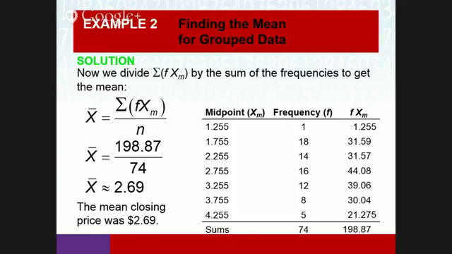What is the fx mean again? This is the frequency times the midpoint. That would be this number. The sigma in front of it means the summation of all those. I've already added those together in my chart and got 198.87. So the mean closing price was $2.69. And that looks decent.